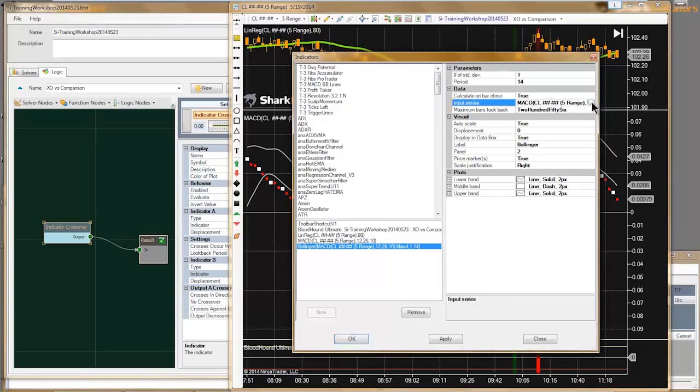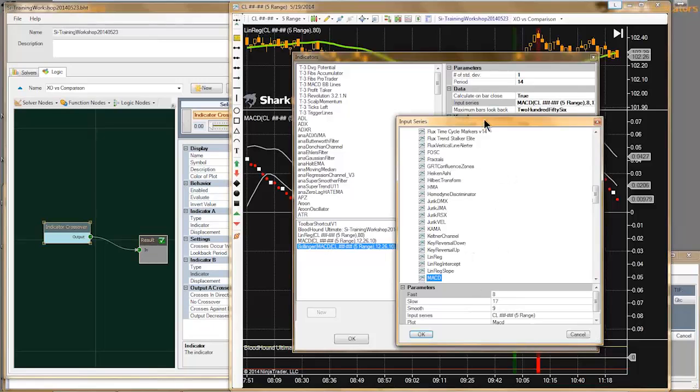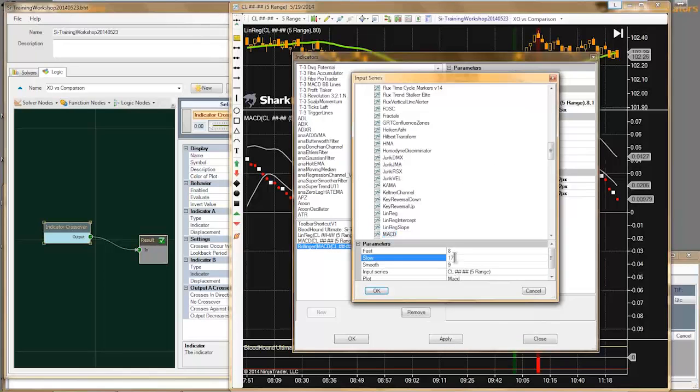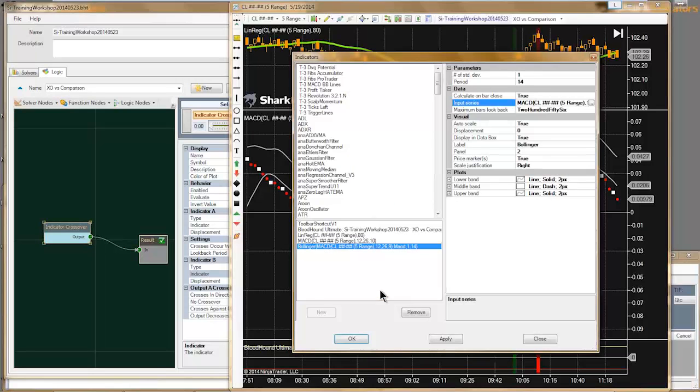But let me go back and change, and the MACD settings are way off here too. Alright, I thought I had fixed those. I'll leave that at 9. 12, 26, and 9. Alright, so I'm just going to remember I've got a 1 and a 14 on the chart for the Bollinger Band's parameters.